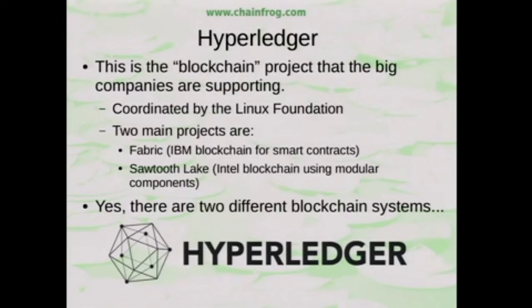IBM, I think, has put Fabric on there because it integrates with their IoT stuff called Watson, and Intel, I think, put Sawtooth Lake on because it's meant to be run on their trusted execution environment chip. So, of course, they are going to want to use this technology to advance their business, and they see this as a way. But they're two totally different systems. When someone talks about Hyperledger, that doesn't actually tell you what's being used. You need to say which one.